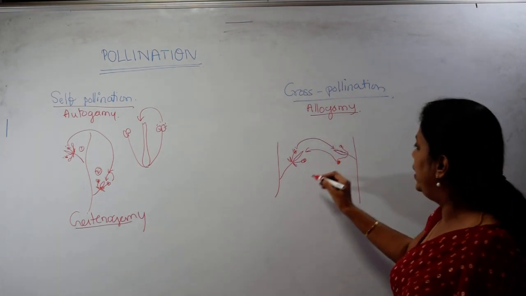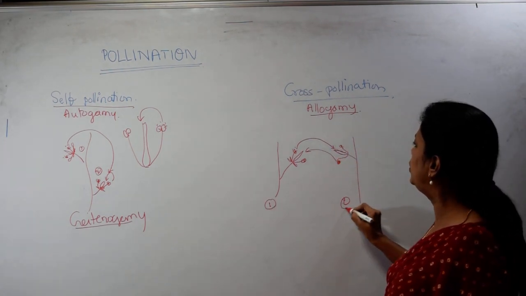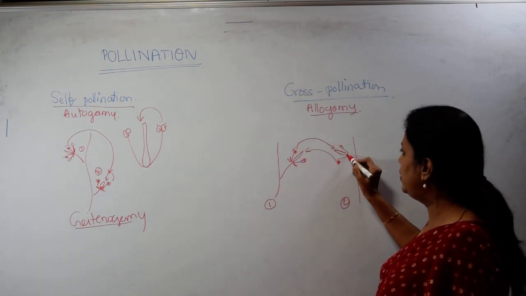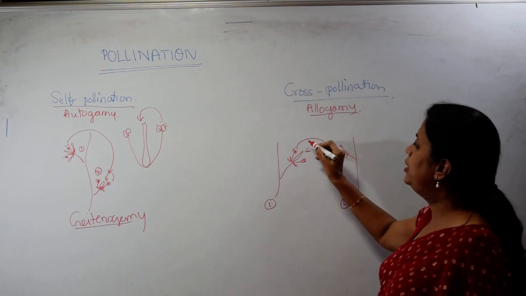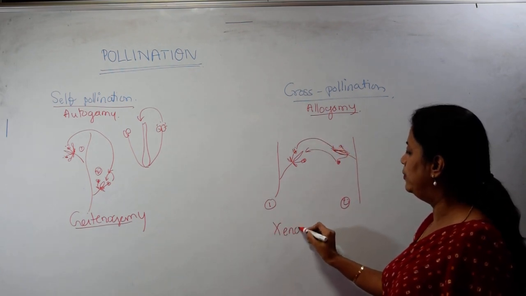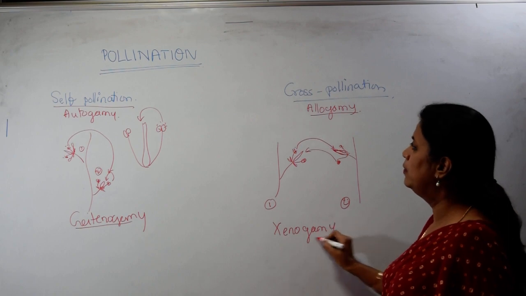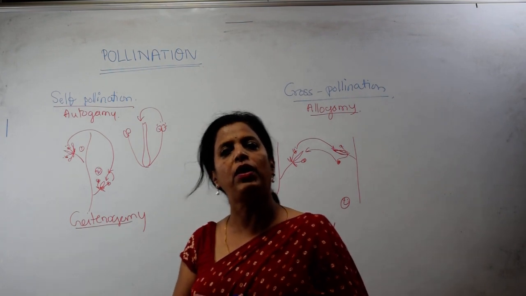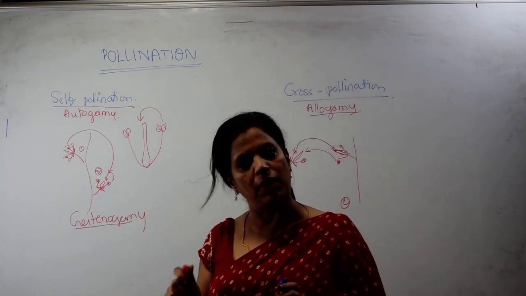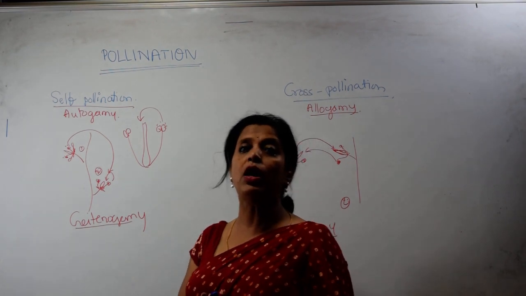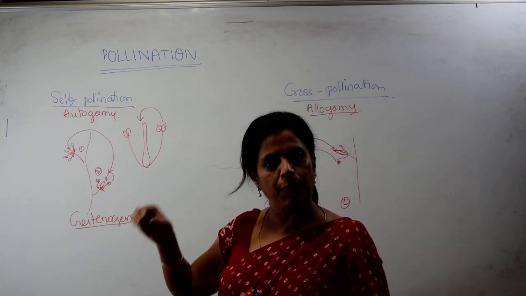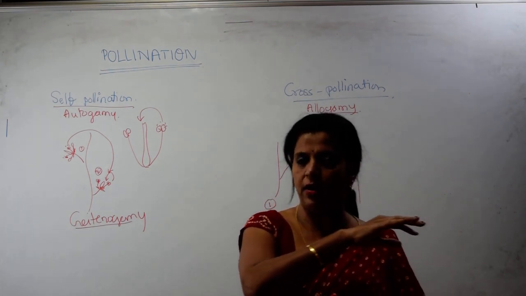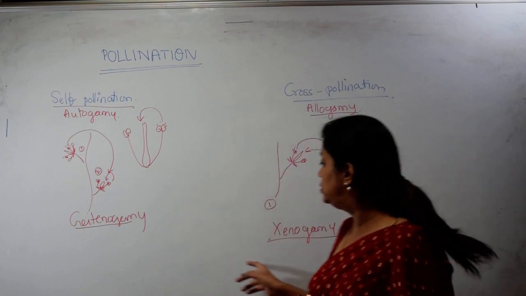The other one is this way. This is plant number 1, this is plant number 2. Suppose the pollen grain of one flower is transferred to the stigma of another flower of a different plant. It is called xenogamy. Okay. Cross pollination can be this way also. Transferring pollen grain from one flower to another flower is the same, it is called cross pollination. But xenogamy is when one plant's pollen grains fall on the stigma of a flower of another plant. That is called xenogamy.